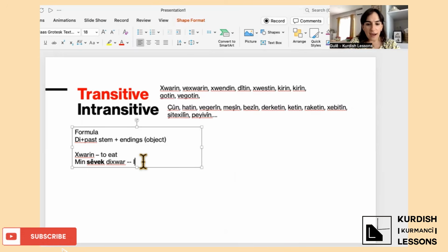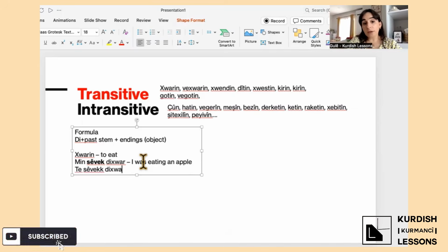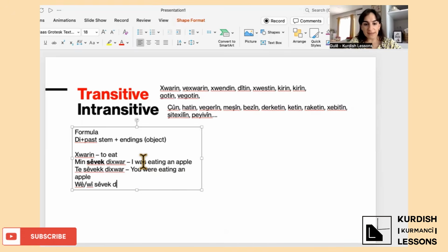Okay. So I was eating an apple. Te say that the khwar, you were eating an apple. We say that the khwar, he was eating an apple.